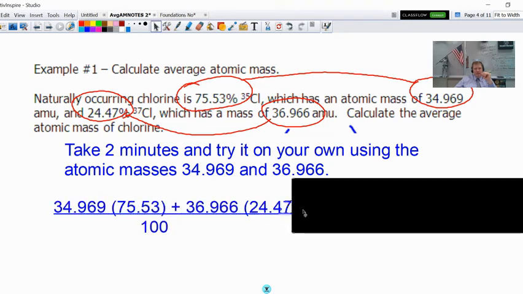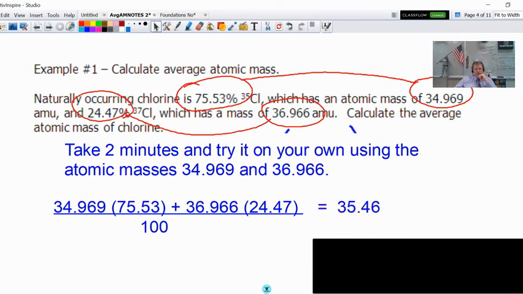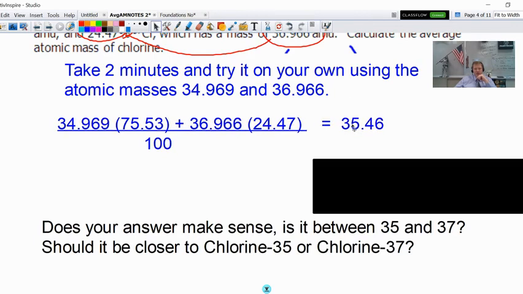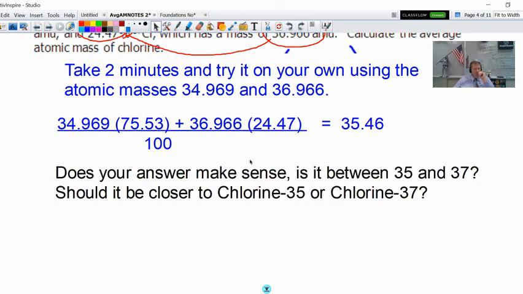All right, you should have come up with this as your setup. If you did, now do the math. Calculate the average of these two isotopes. Did you get 35.46? This one is 34.9, this is 36.9, so you should get a number between those two because you're averaging. And we did. If you look at the periodic table, we got an answer very close to what chlorine is on the periodic table. Chlorine on the periodic table is 35.45.